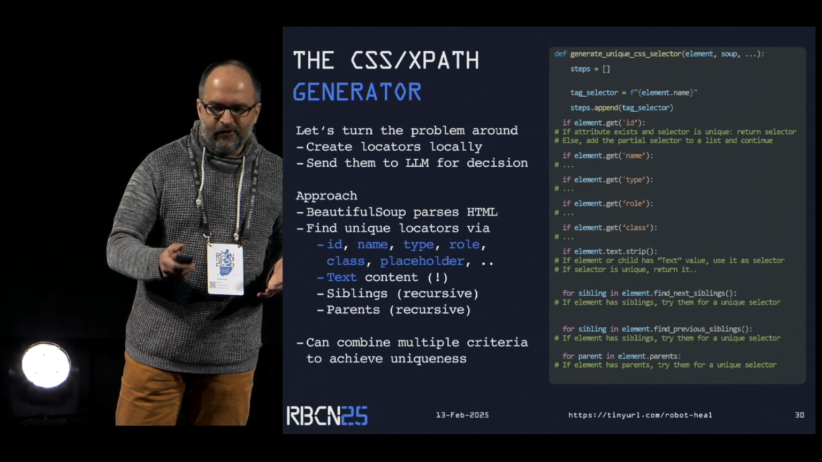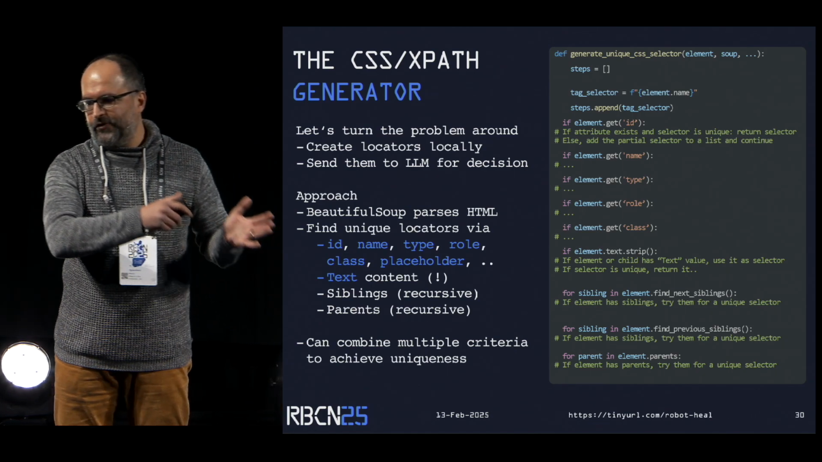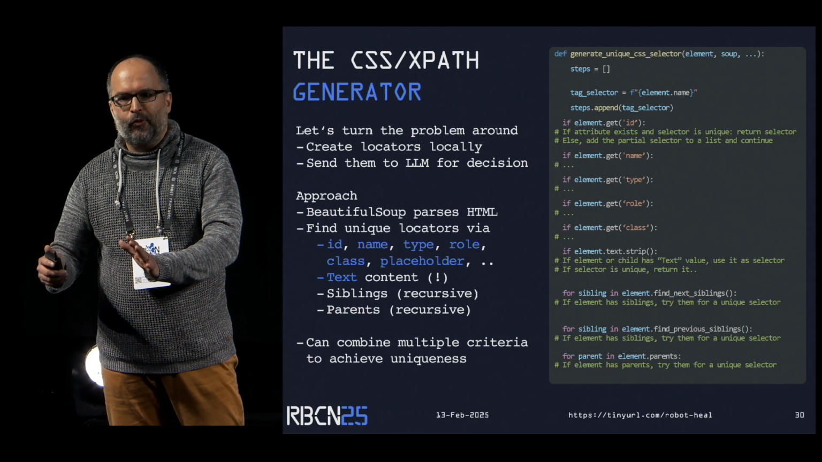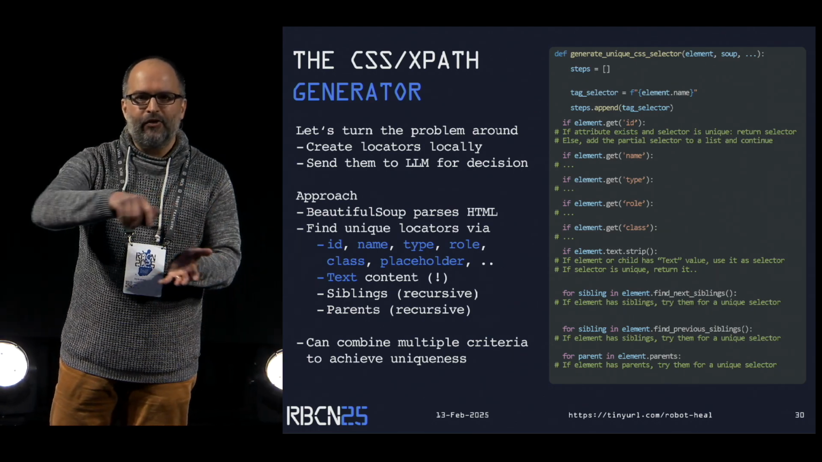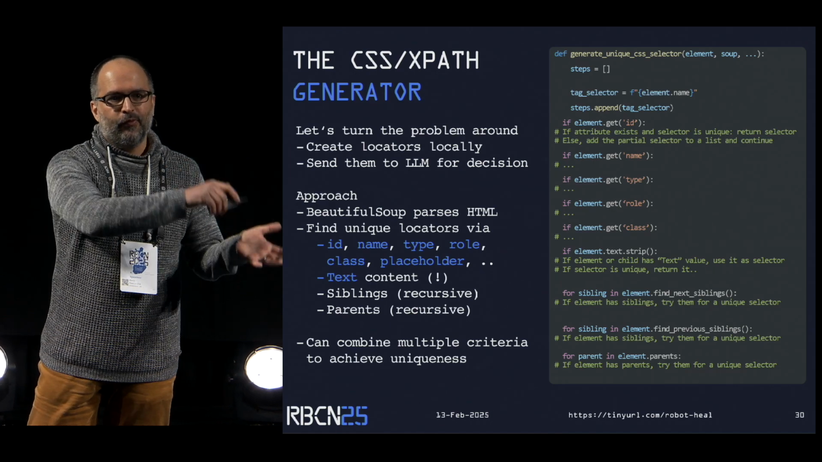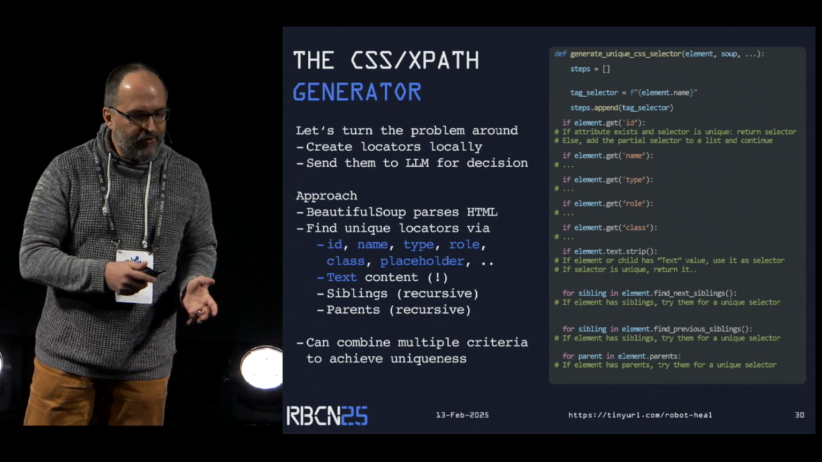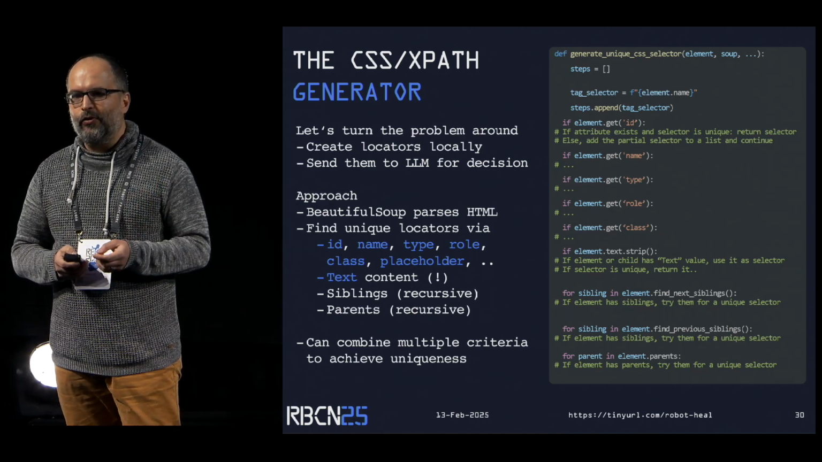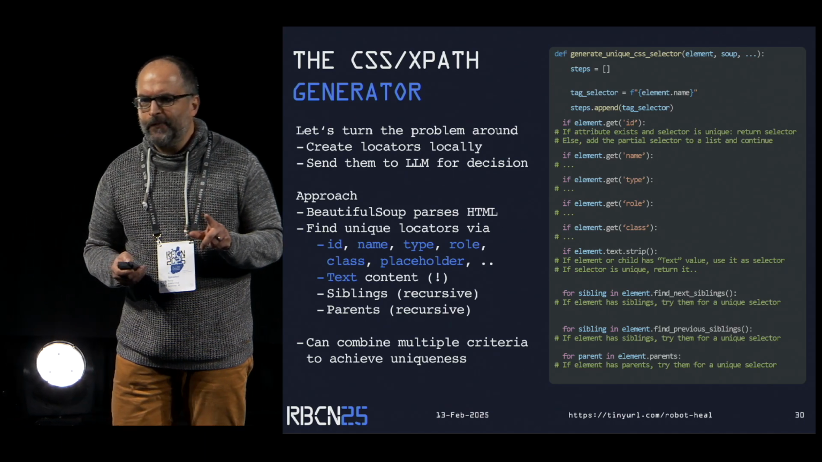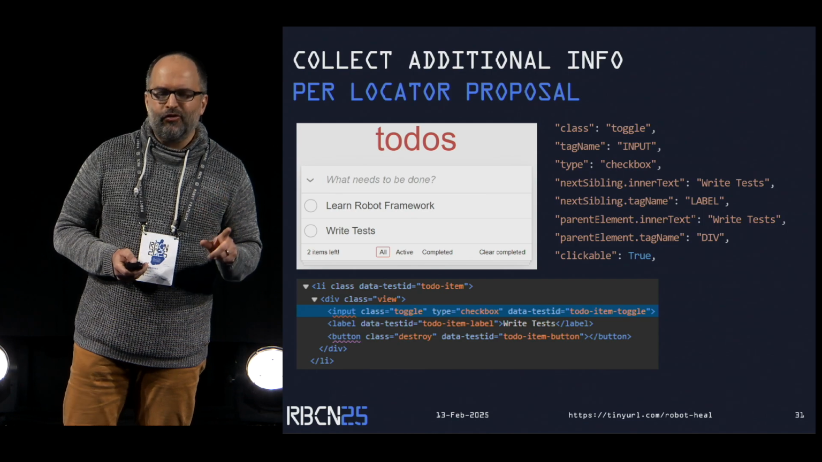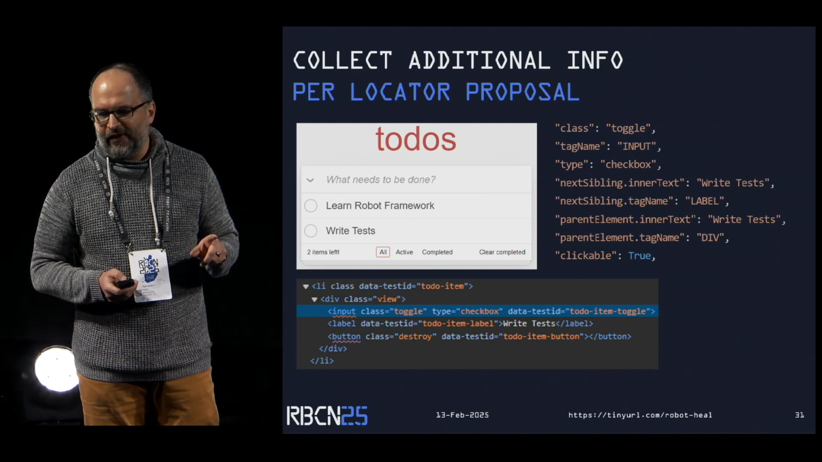So what I did in the end, I turned the problem around. I'm not giving the full DOM tree anymore to the large language model, but instead I'm just creating a list of locator proposals and sending that to the large language model and saying, hey, please find the most likely locator from that. But there was one more piece missing, and that was additional information or additional context.